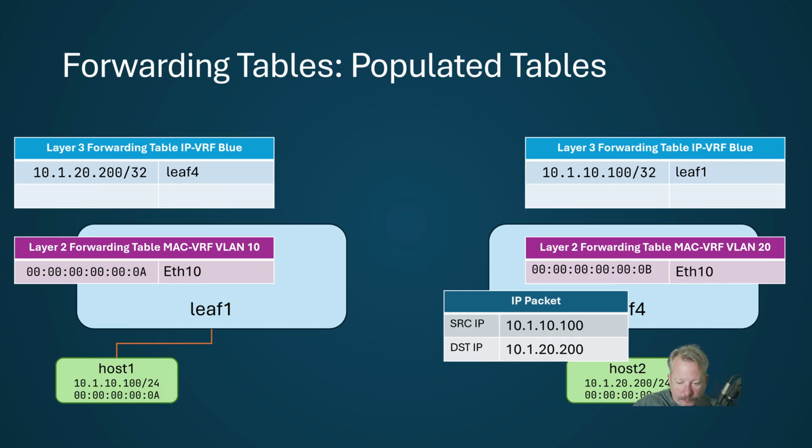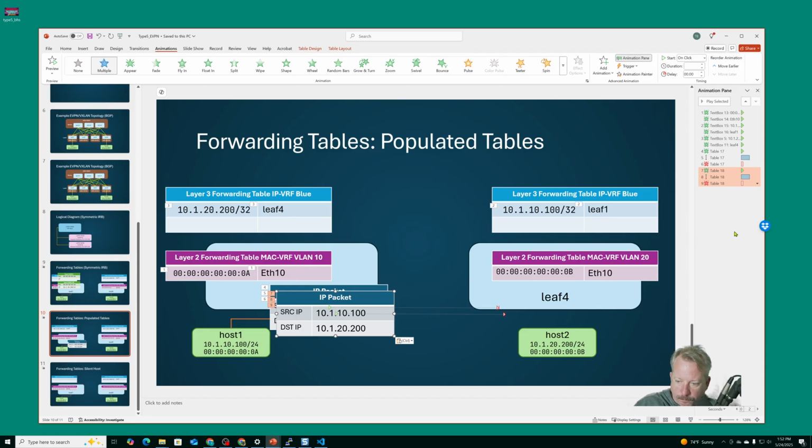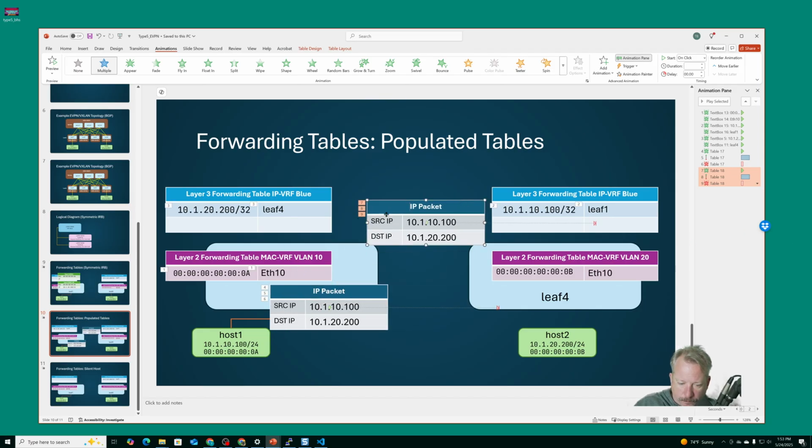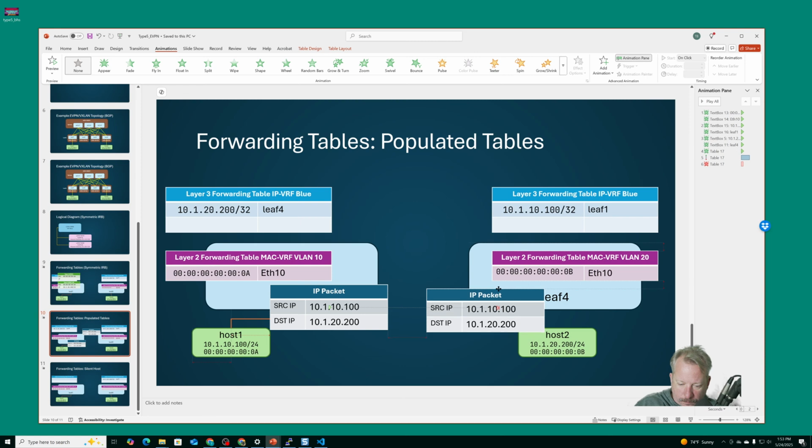So I have enough information to send the packet to where it needs to go. And the packet can come back because there's enough information for that to come back. So do I want to do a new object? No animations. Flip them.